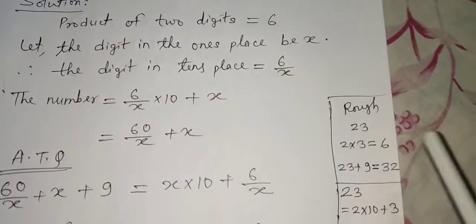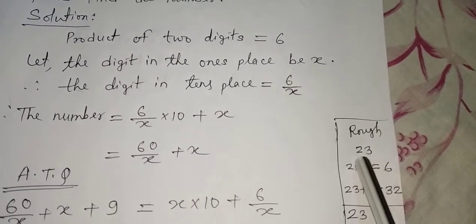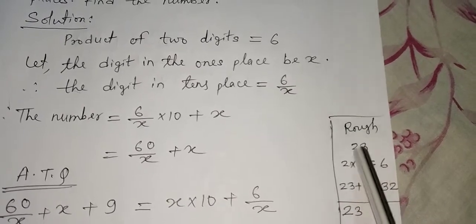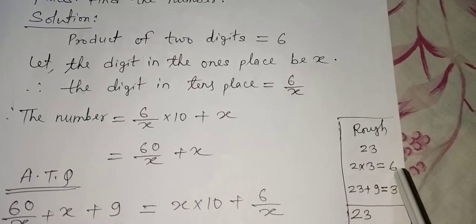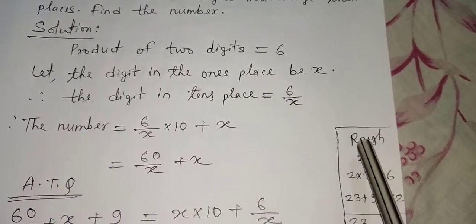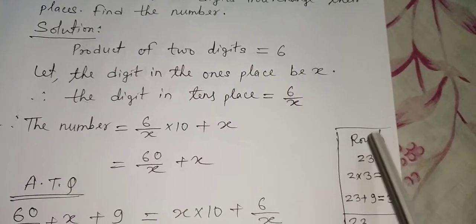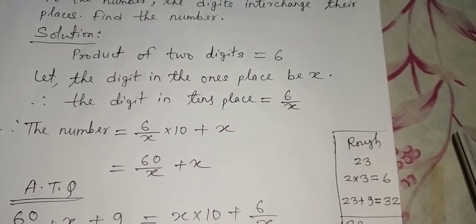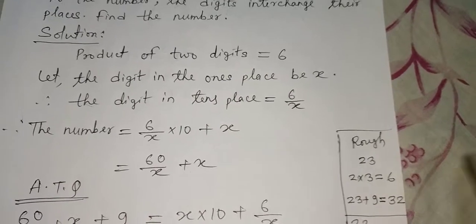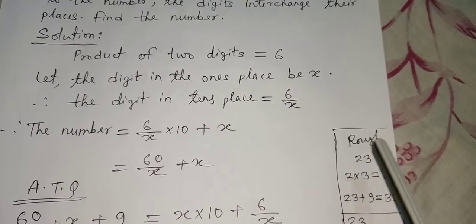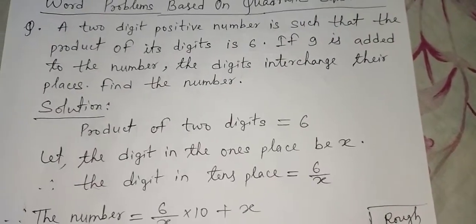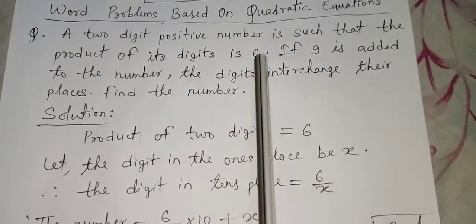For example, 23 is a two-digit number. You multiply its digits, 2 and 3, and the result is 6. That means 2 threes are 6. Similarly, you can take 16, because 16 is a two-digit number and 1 into 6 is also 6. You can take even 61, you can take 32. For all these numbers, when you multiply the digits, the product of the digits is 6.